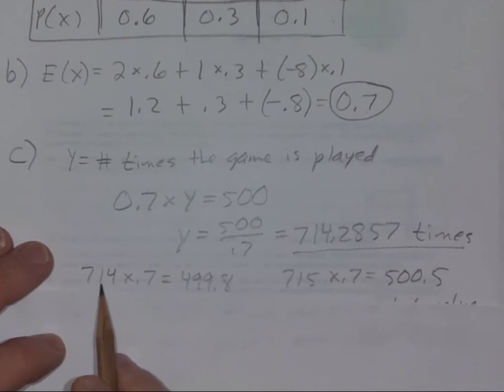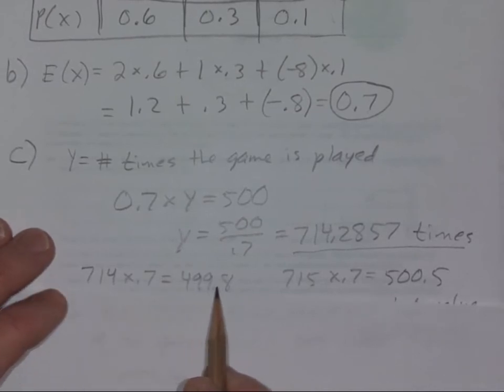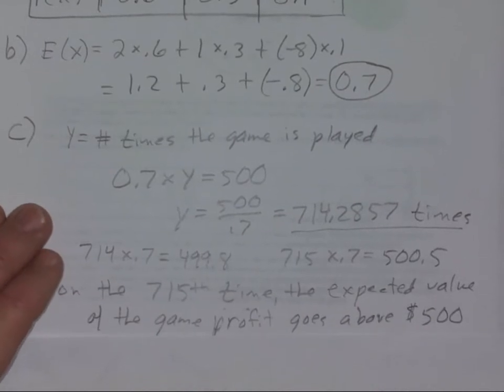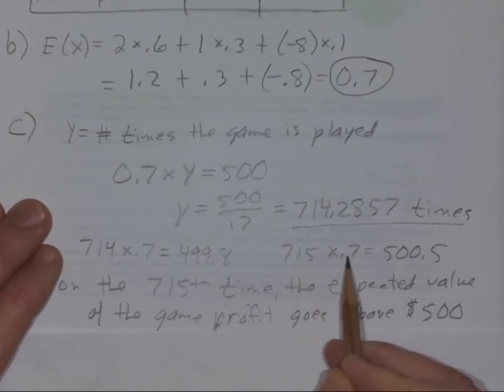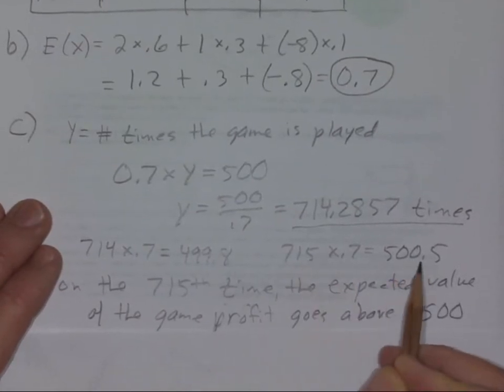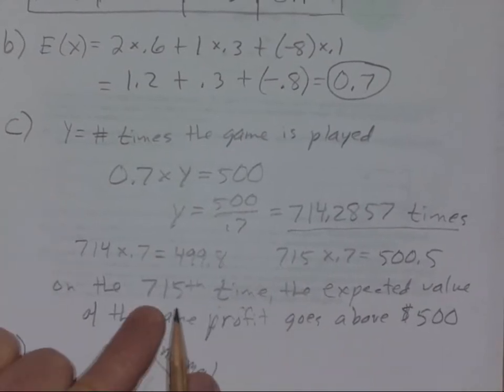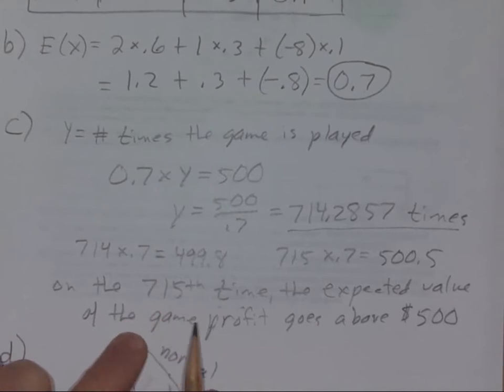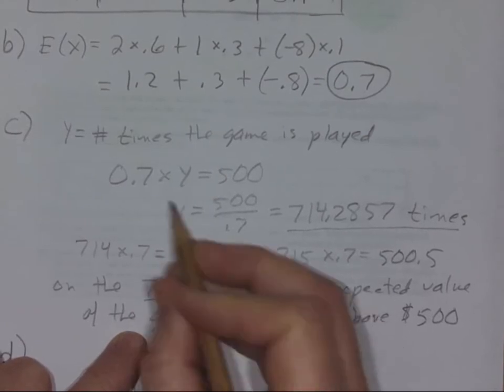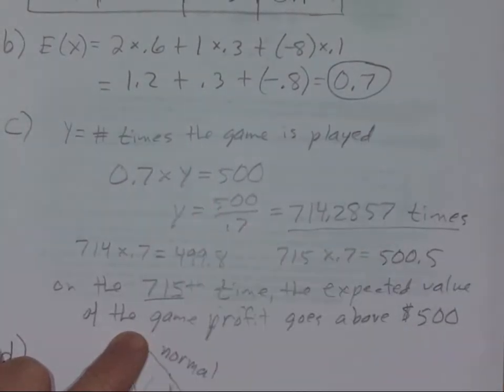So on the 714th play, we're expecting it to be $499.80. And so on the 715th play, we're expecting it to be $500.50. So therefore, the answer here is on the 715th play, the expected game profit goes above $500 for the first time. So the 715th. And showing your work there is just showing that arithmetic right there.